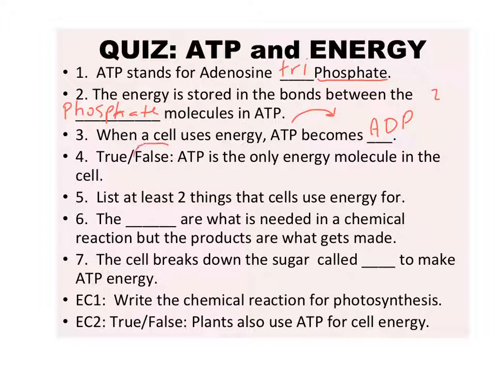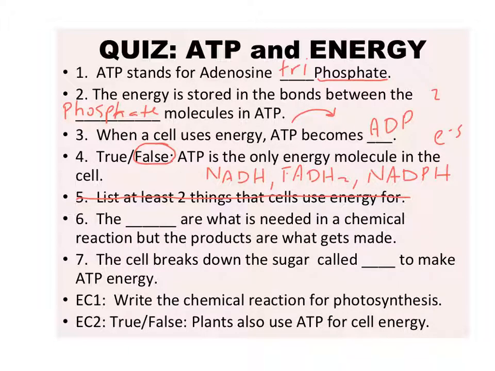That is false. Because remember, we had NADH, FADH2, and also NADPH. And remember, those 3 molecules, what you need to know, they carry around electrons. Electrons, which can be used for energy. 5, list at least 2 things that can be used. The cell can use growth, movement. I'm not really worried about that.